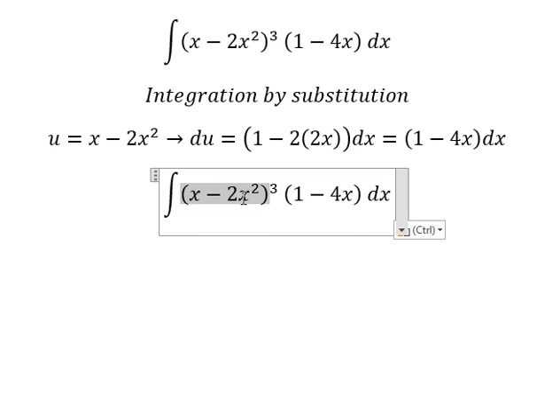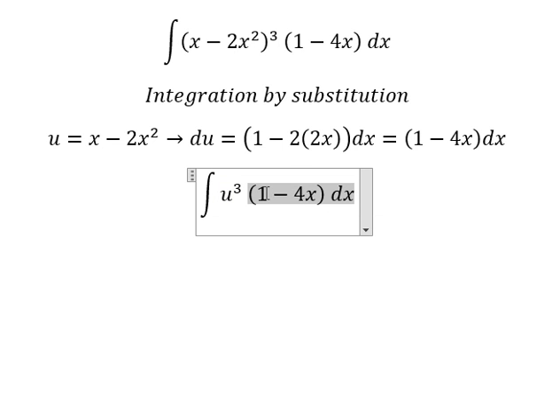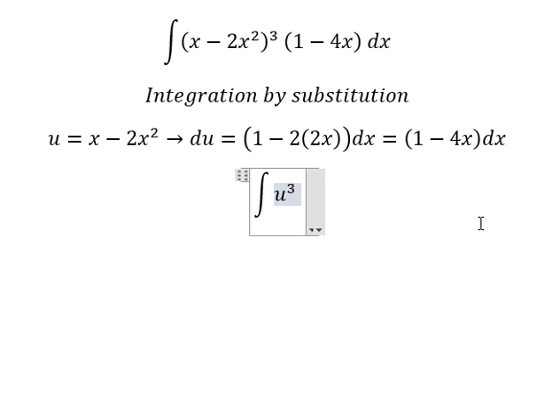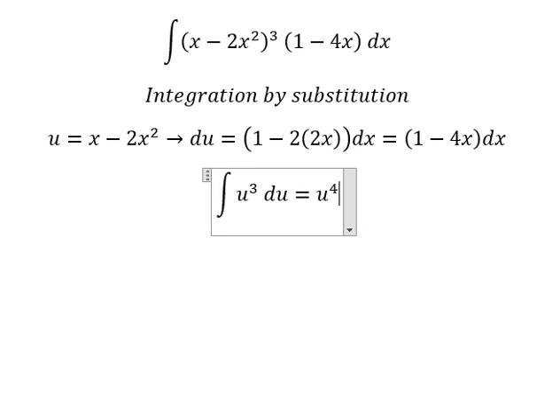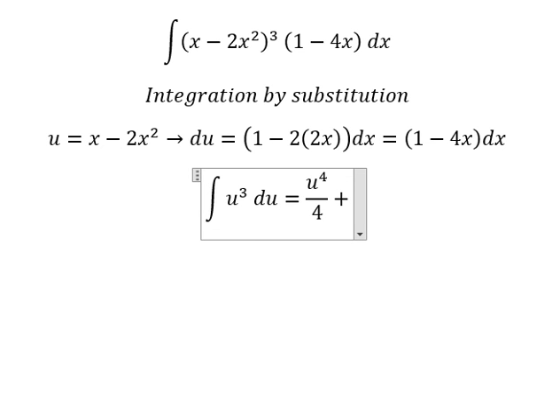So this one we change by u. This one we change by du. The integration of this one, we have u to the power of 4 over 4, and I will put c.